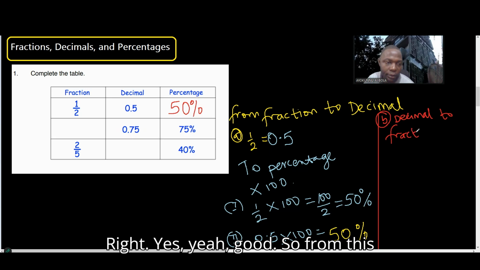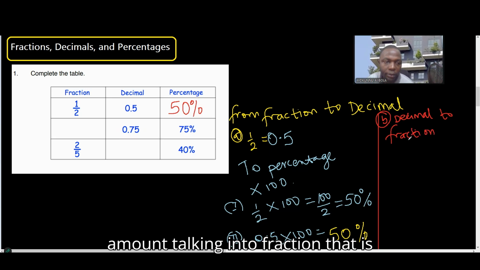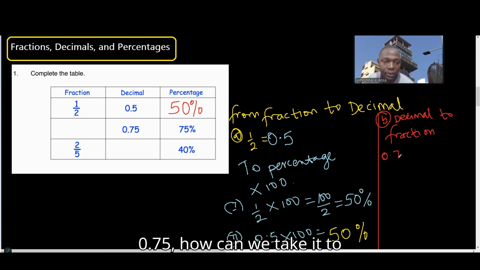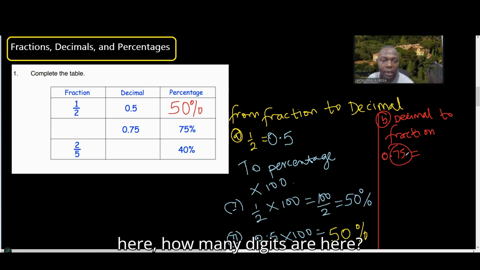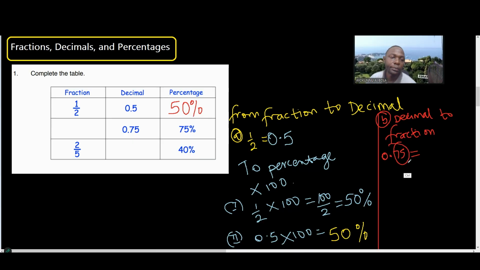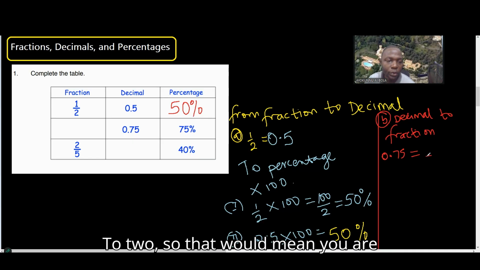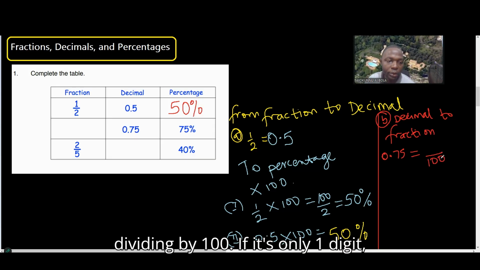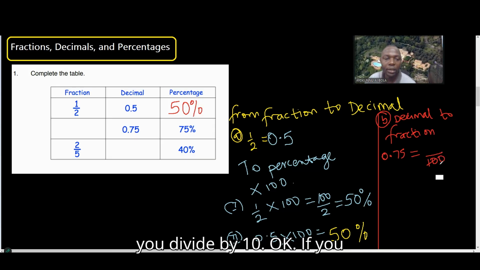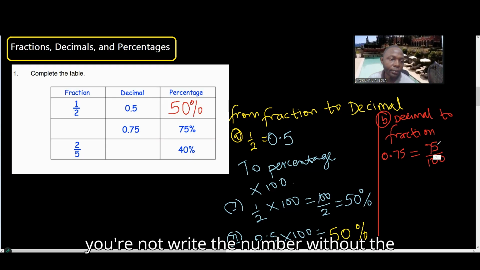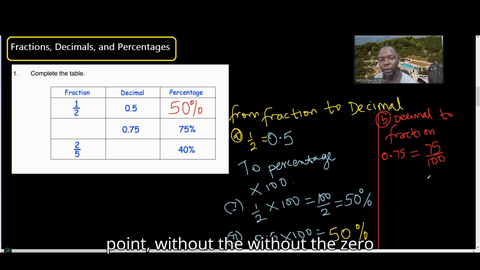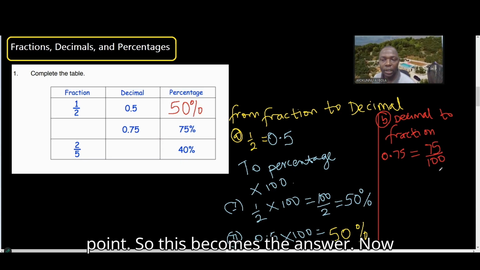So from decimal, taking it to fraction, that is 0.75. How can we take it to fraction? You count how many digits are here. How many digits are here? Two. So that would mean you are dividing by 100. If it's only one digit, you divide by 10, okay? And if there are three digits, you divide by 1000. So you now write the number without the point, without the zero point. So this becomes the answer.